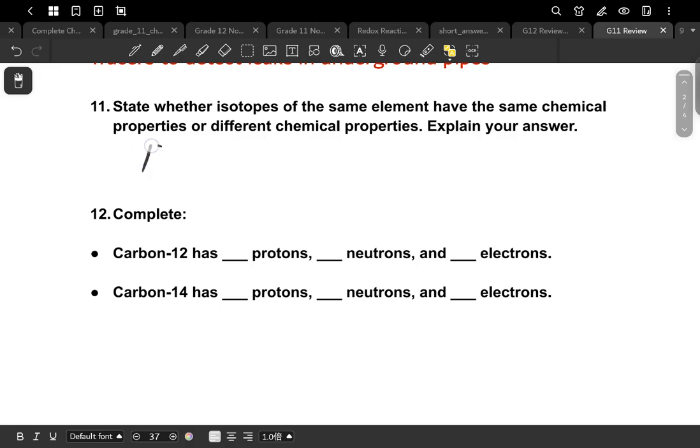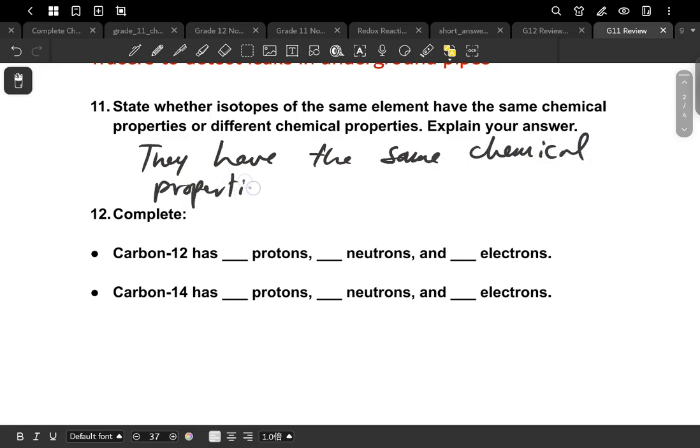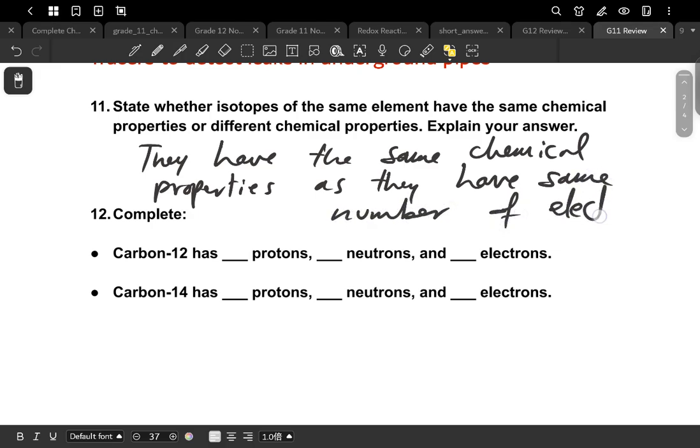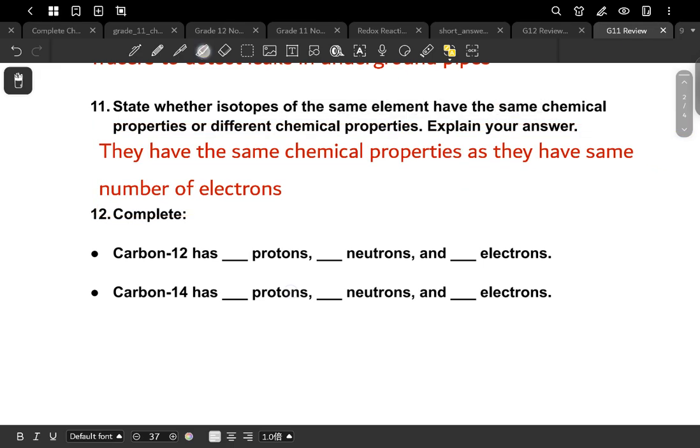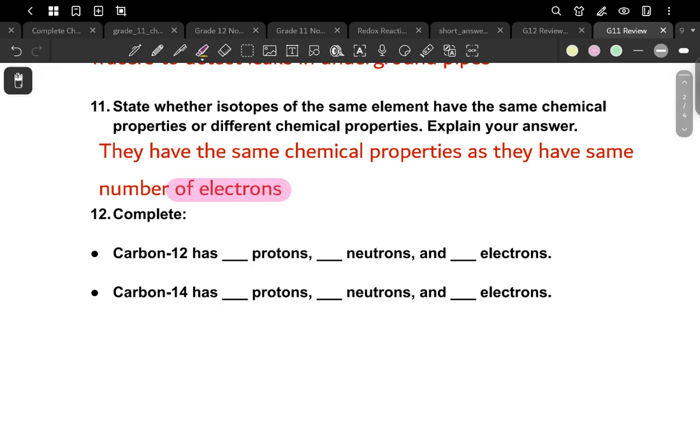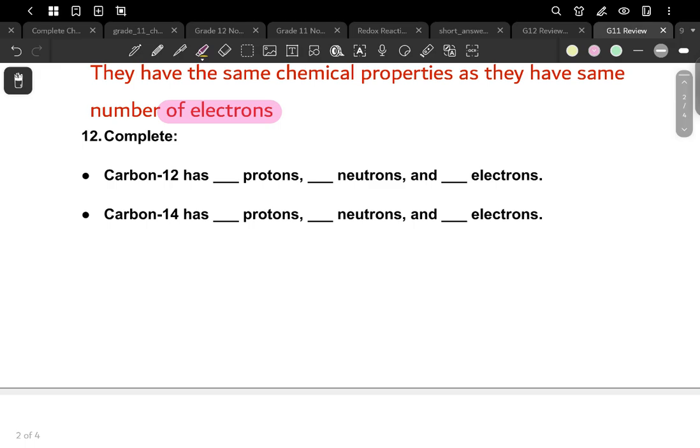Okay, so I will say at the beginning they have the same chemical properties. Why? As they have the same number of electrons. In any chemical behavior, we refer to the number of electrons, not the number of protons. The behavior of any atom in a chemical reaction depends on the number of electrons that exist in that atom.